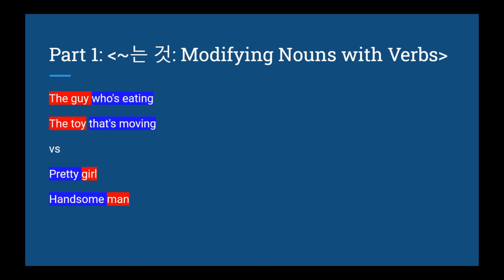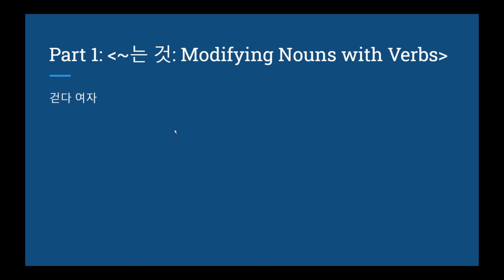So in English, we have verbs coming at the end, whereas adjectives comes first. But in Korean, in both cases, the noun always comes last. So in the first 2 sentences here, the noun would come at the end. So it looks something like this. 걷다 여자, 먹다 남자. For example, like a girl that walks or a man that eats.